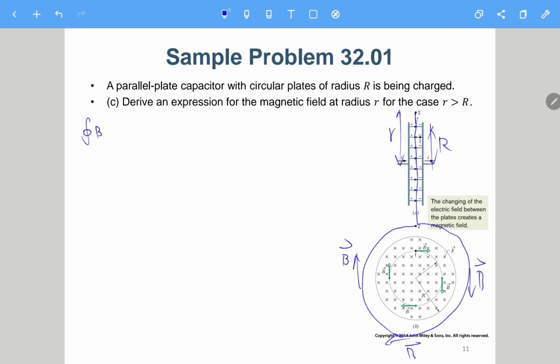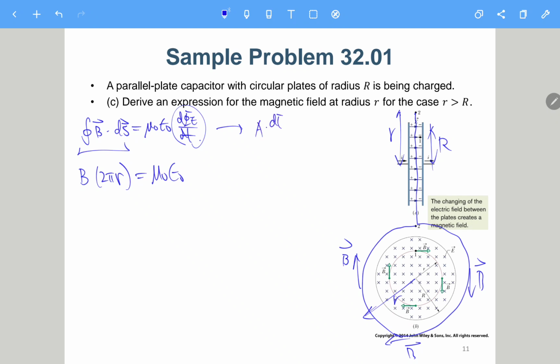So here we have the integration of B dot ds equals mu naught epsilon naught d phi E dt. For the left side, it is still the same thing, B times 2 pi r, because this is small r. And then mu naught epsilon naught, and this thing becomes A times dE dt. This A only counts this part, not the outside part. So the cross-section area should be pi capital R squared rather than small r squared.